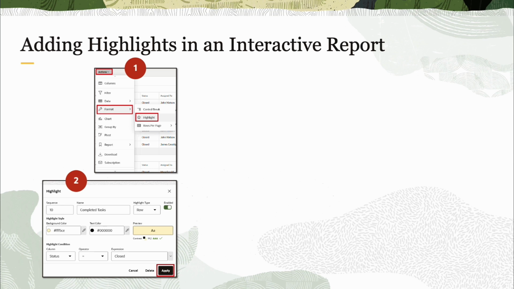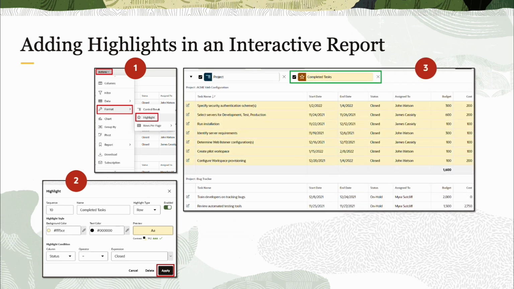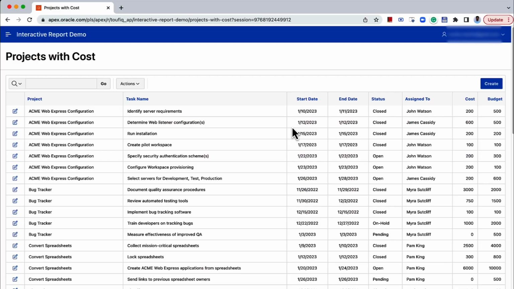You can specify the column, operator, and the expression value. Once you're done, click on Apply, and this will highlight all the rows or columns based on the highlight condition specified in the highlight window. Let us have a quick demo of what we have learned so far in this lesson.